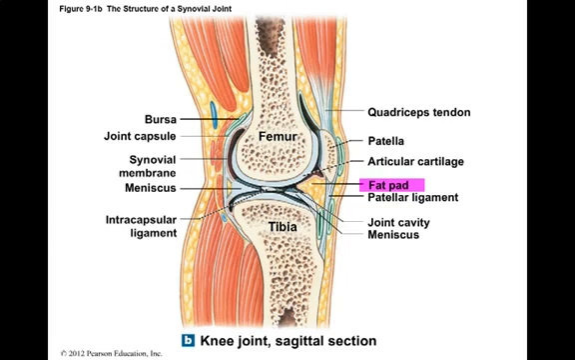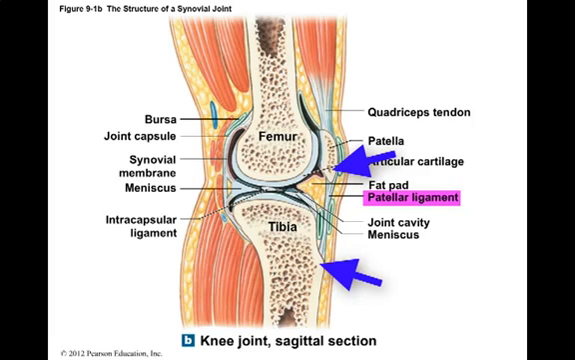Fat pads are localized masses of adipose tissue that are covered by a layer of synovial membrane. These fat pads protect the articular cartilages. When the bones move, the fat pad fills in the spaces created as the joint cavity changes shape. Ligaments support, strengthen, and reinforce synovial joints. Ligaments join bone to bone.